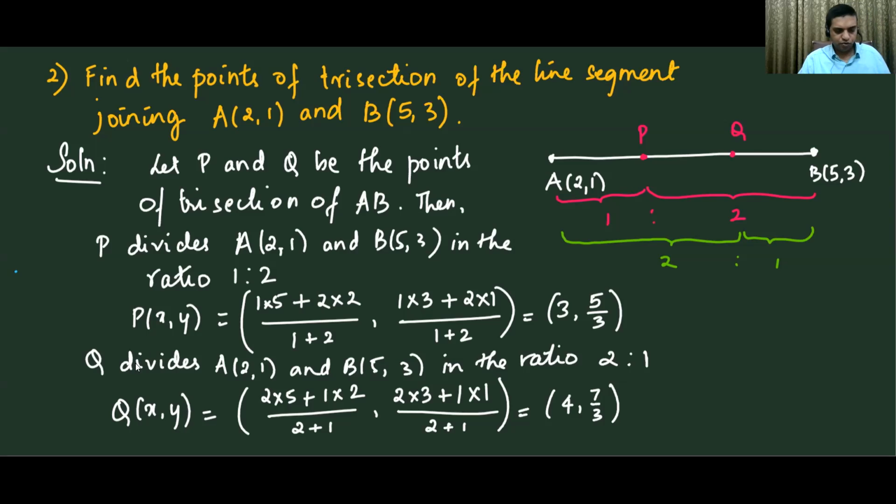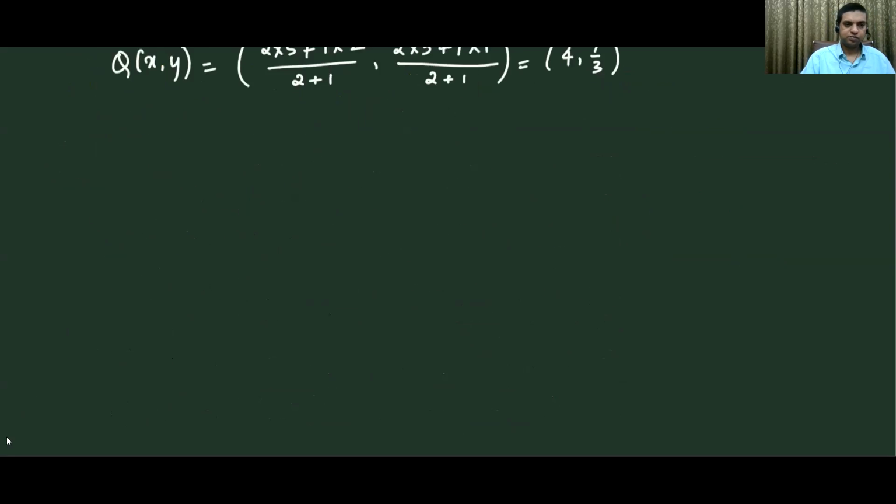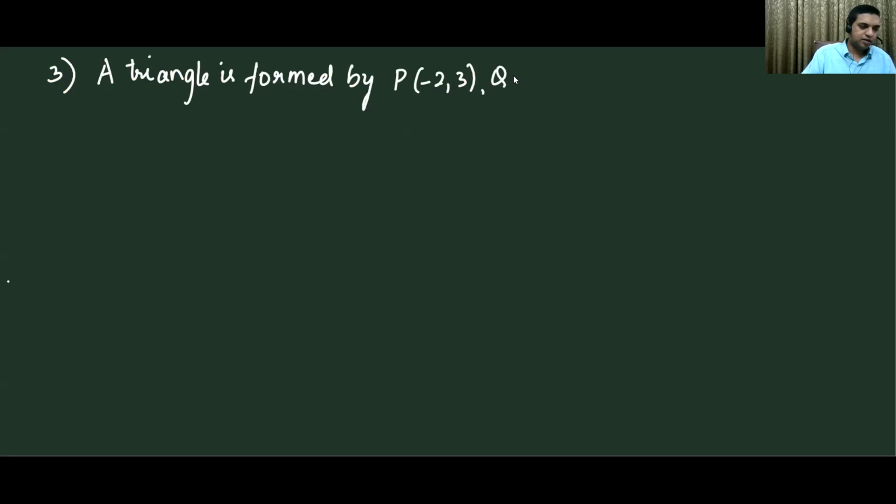All right. Next, we'll do a problem on distance. This was on a section formula. I will do a problem on distance formula now. A triangle is formed by three coordinates: P (-2, 3), Q (3, -2), and R (0, 0).